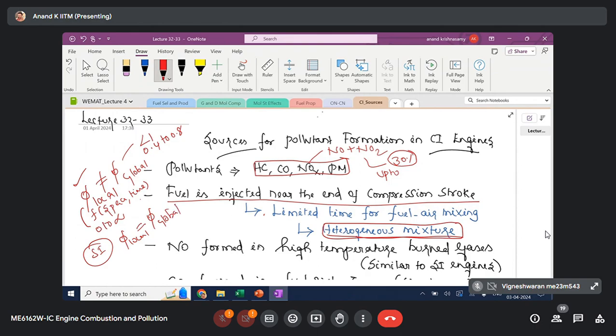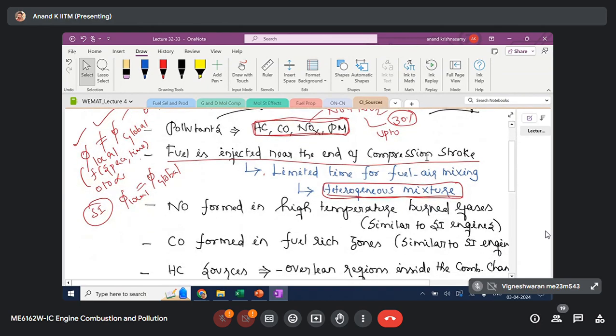This is one of the major differences that governs pollutant formation in these two engine categories. In fact, this is the reason why we have more pollutant species in a diesel engine compared to an SI engine, and this is exactly the reason why pollutant control is challenging in a diesel engine compared to a spark ignited engine. So the formation of these four species in a diesel engine depends on how the mixture distribution varies with respect to time, that is, how the local equivalence ratio varies with time. That is what is going to primarily govern the formation rate of these four pollutants.